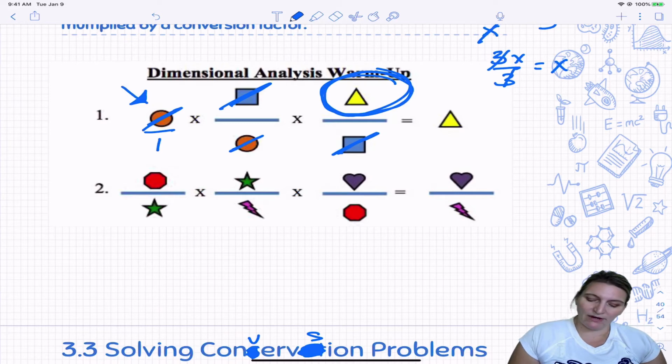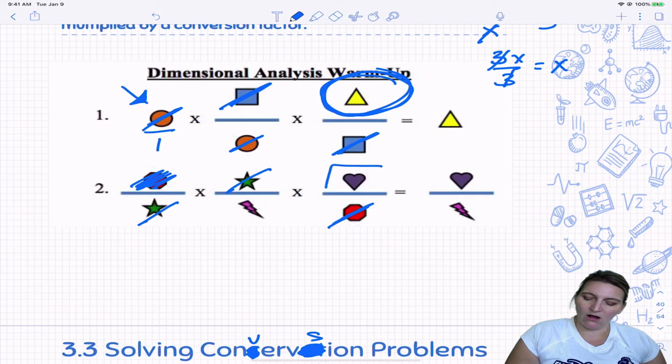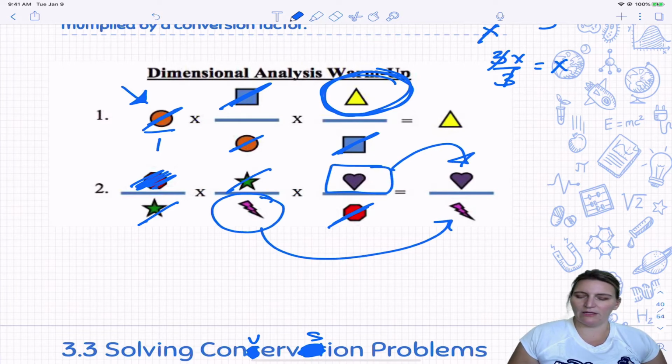Number 2 is a little bit longer, and you can see the exact same thing happens. Here's my red stop sign in the numerator. That cancels out with the red stop sign in the denominator. It doesn't matter that they're not right next to each other. One's in the denominator, one's in the numerator, they cancel out. The stars cancel. So what is left? A heart in the numerator and a lightning bolt in the denominator.